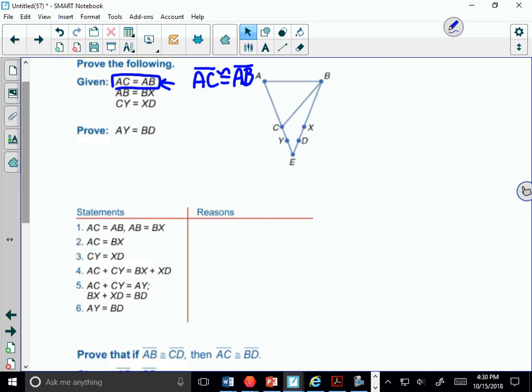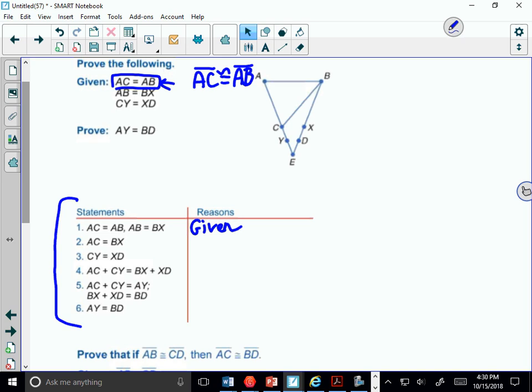So let's take a look at what they gave us. All of these, it gave us all of our statements, and we just have to provide the reasons. So that's a little bit easier for us. And what we're going to do is, again, we're just using all of those different postulates on those first couple pages to determine our reasons for being able to say these things are true. The first one, AC equals AB and AB equals BX, that has not changed from our triangle proofs. That's just a given. They told me that, I'm going to use that.